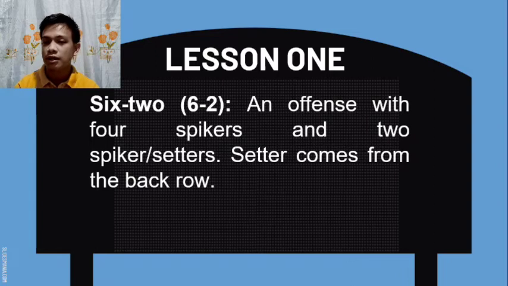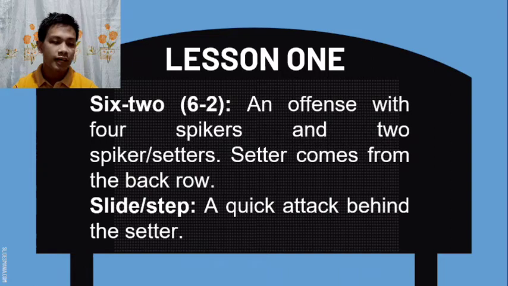So total, all of them are actually spikers and 2 are setters. So setter comes from the back row. Slide step, a quick attack behind the setter. So it goes hand in hand with a quick set. Meron din ito, slide step, a quick attack. From a quick set, you'll get a quick attack.